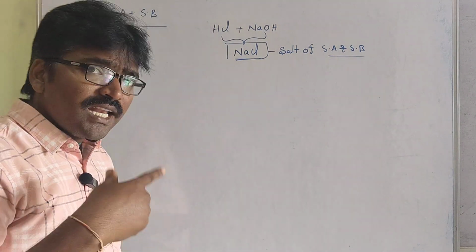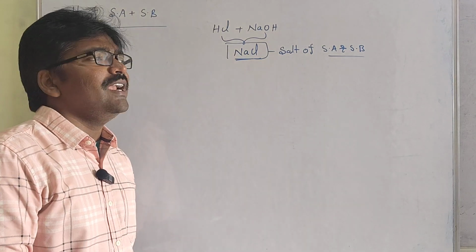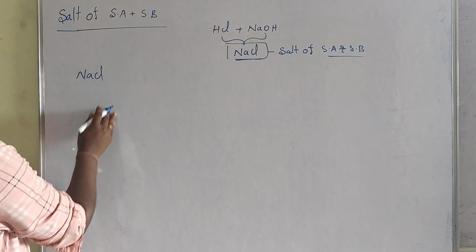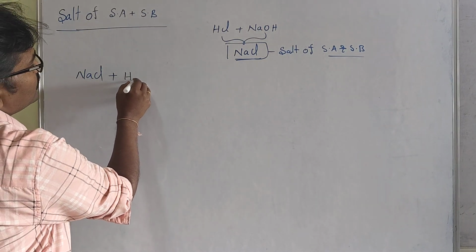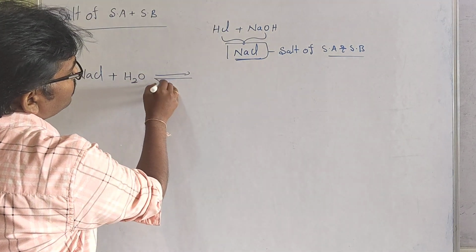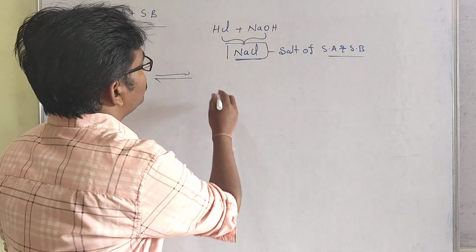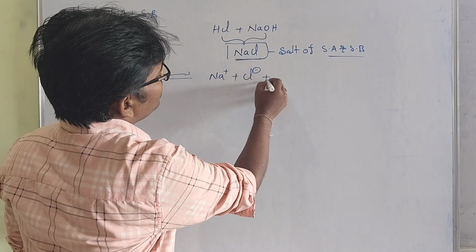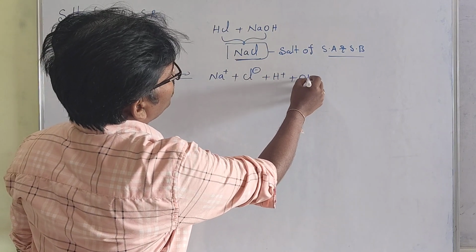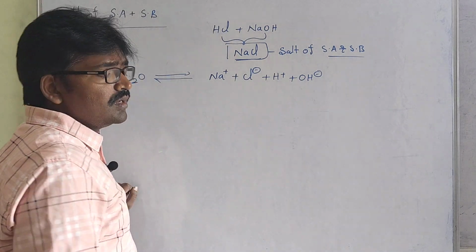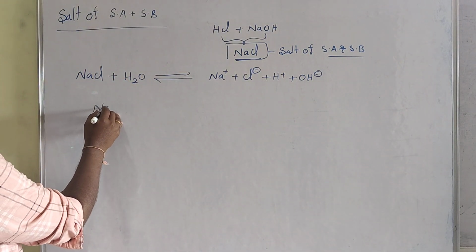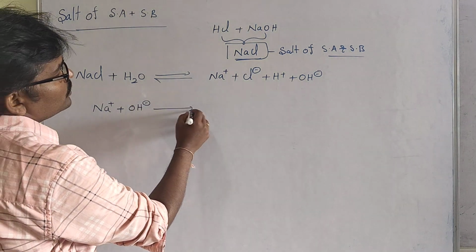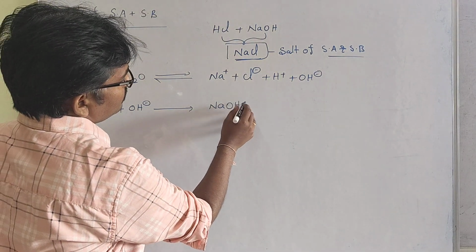Now why does hydrolysis not take place? Why is it not going to hydrolyze? For example, if you take a salt like NaCl, when it is added to water, H2O, first they are dissociated into ions Na plus, Cl minus, then H plus and OH minus. Now I told you that cations are going to attach to OH minus ions, so that NaOH will be formed.